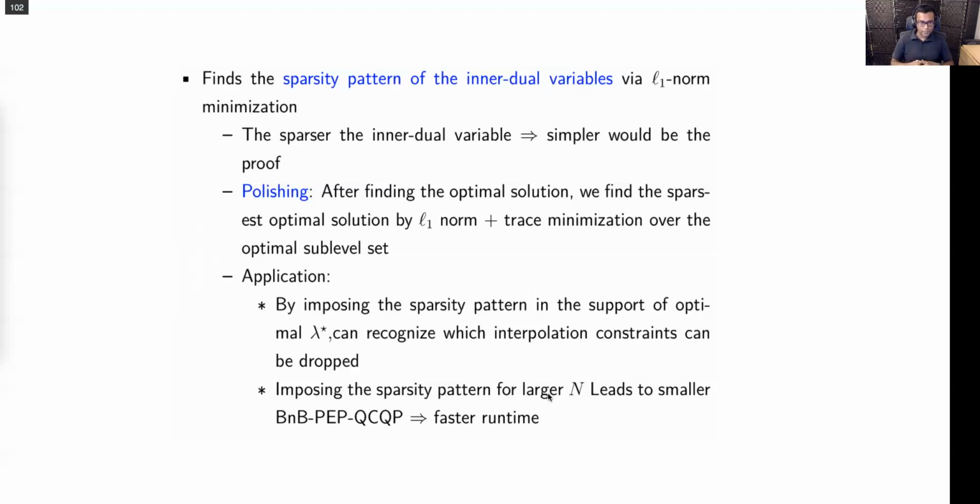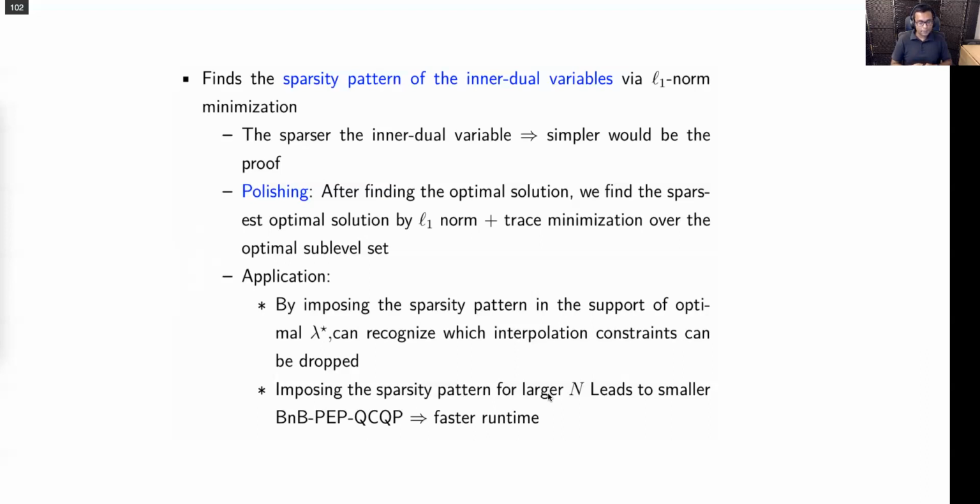So what is a potential application of doing this is that by imposing this sparsity pattern in the support of the optimal lambda star, we can recognize which interpolation constraints can be dropped. Keep in mind in traditional PEP, when we are trying to find a better algorithm, often we will start with a relaxed set of constraints, which tend to differ from one setup to another. So this actually gives us a principled way of recognizing which interpolation constraints can be dropped without hurting optimality.